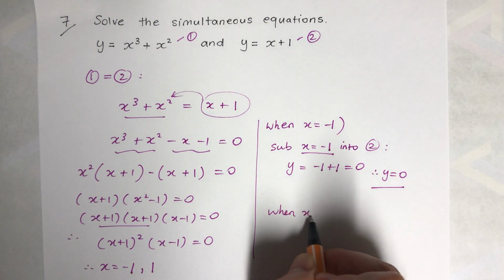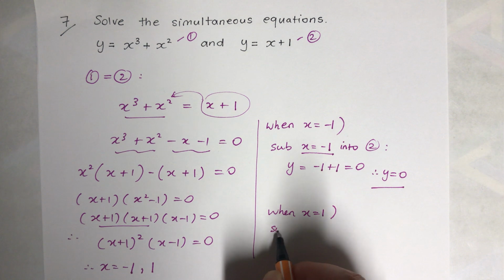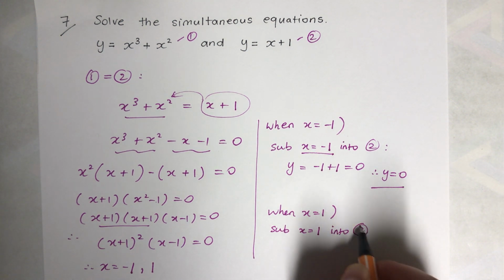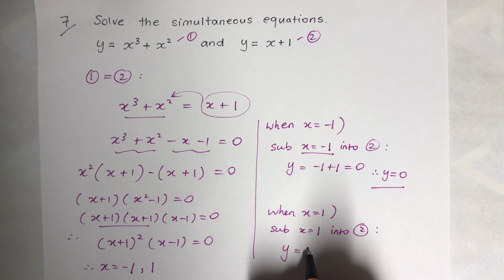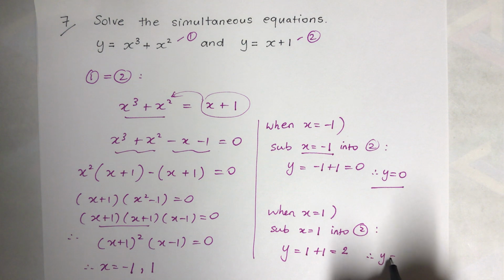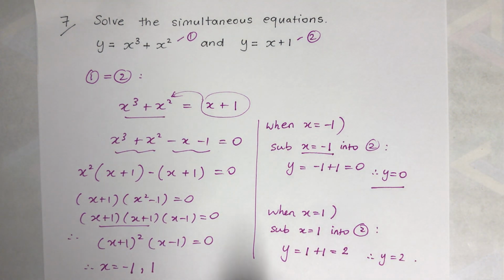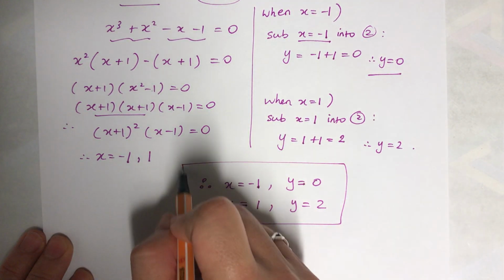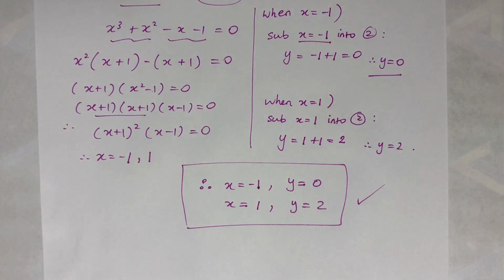When x equals 1, I'm going to substitute x equals 1 into 2. So y equals 1 plus 1 equals 2. Therefore y equals 2. So my final answer is when x equals minus 1, y is 0. When x equals 1, y equals 2. Ooh, it will help if you can see them. Okay, so that's my final answer.